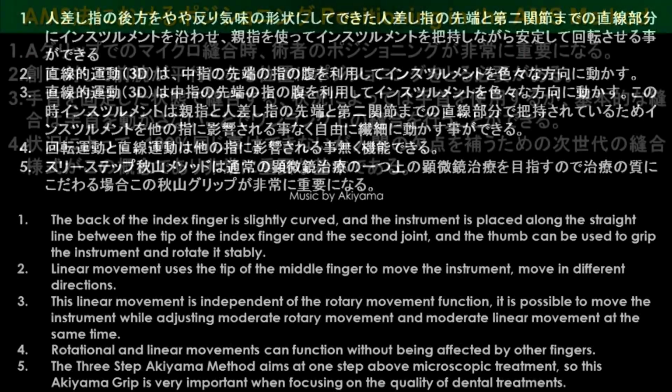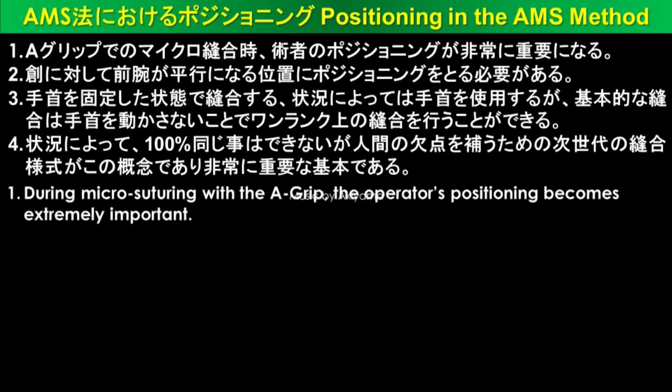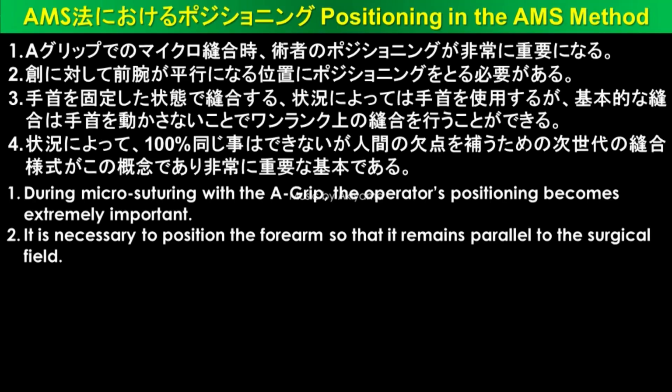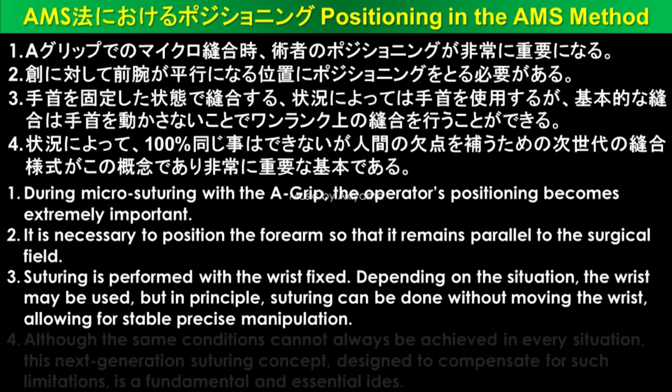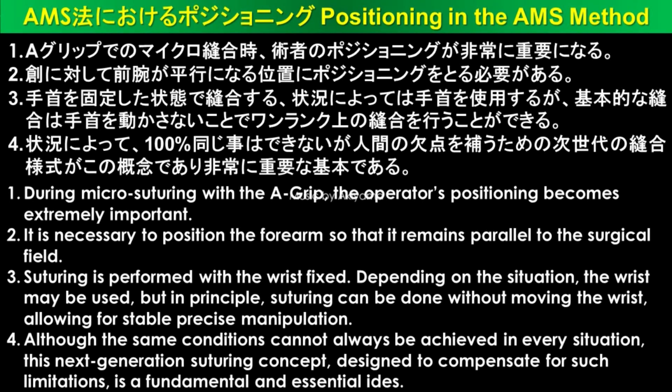One, during micro-suturing with the A grip, the operator's positioning becomes extremely important. Two, it is necessary to position the forearm so that it remains parallel to the surgical field. Three, suturing is performed with the wrist fixed. Depending on the situation, the wrist may be used, but in principle, suturing can be done without moving the wrist, allowing for stable, precise manipulation.